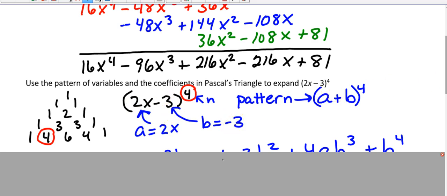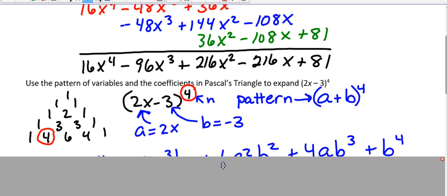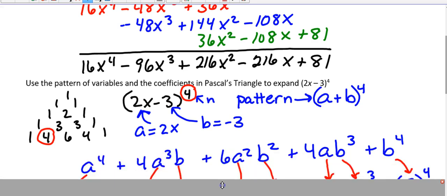So I'm looking at the pattern (a+b) to the fourth. This is the pattern you get with Pascal's triangle: a to the fourth plus 4 a cubed b, plus 6 a squared b squared, plus 4 a b cubed, plus b to the fourth. So always start out by just writing out the pattern. You can use that as a template then.